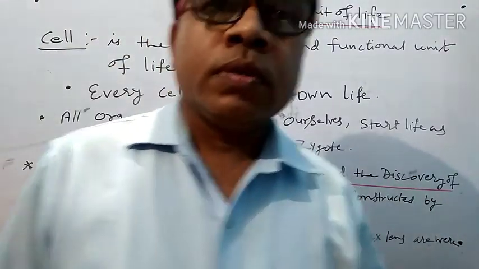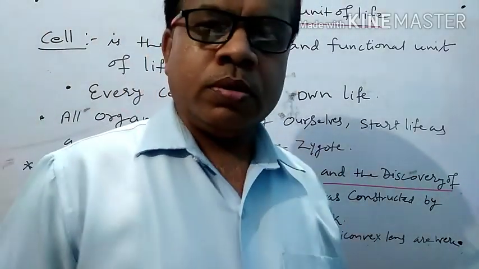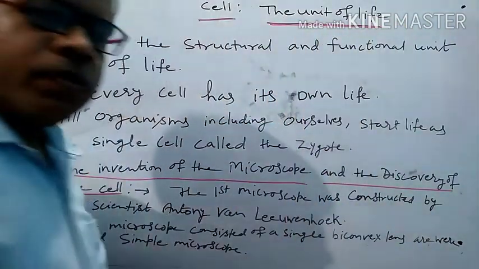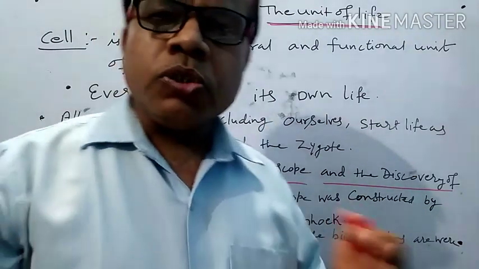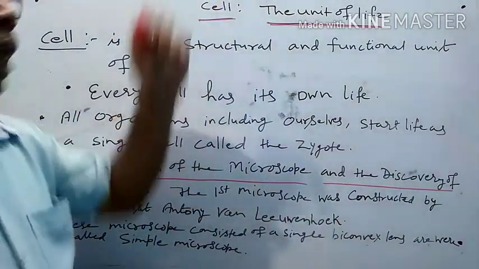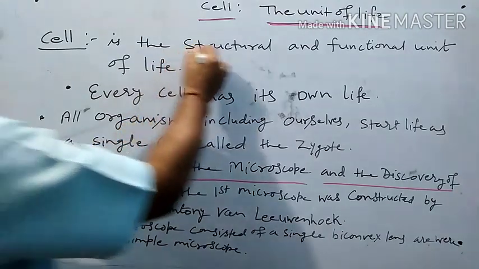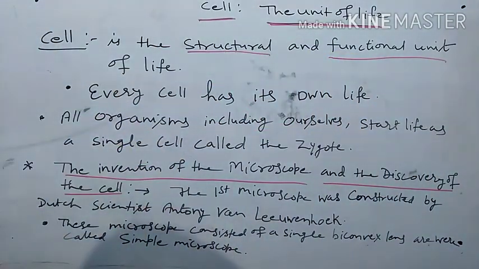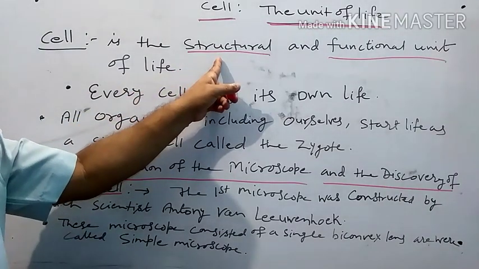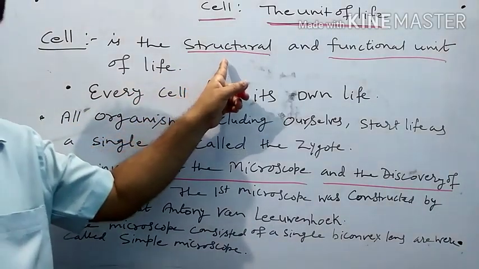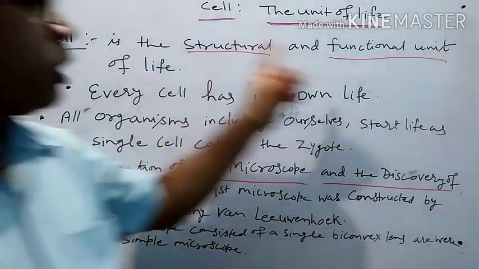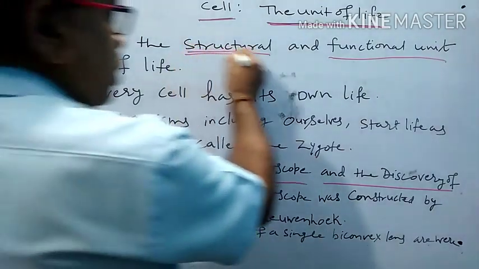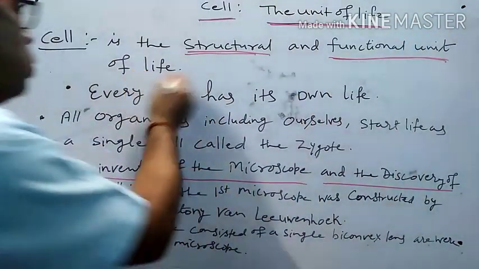Students, today we are discussing the cell, the unit of life. The cell is the unit of life. What is a cell? A cell is the structural and functional unit of life. What does structural mean? It means each and every cell has a fixed shape and a fixed function. So the cell is the structural and functional unit of life.